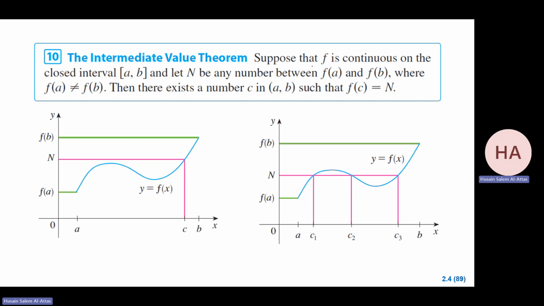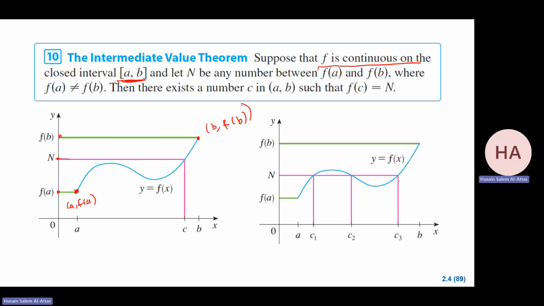Suppose that f is continuous on the closed interval, be careful. Let n be any number between f of a and f of b. I have this is f of a, and this is f of b, and this is n. So this is the point a and f of a. This is the point b and f of b. The question is, if the function is continuous in the closed interval, can you go from there to there without crossing n?